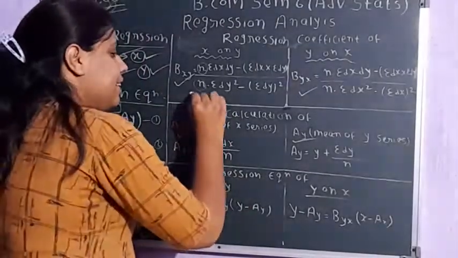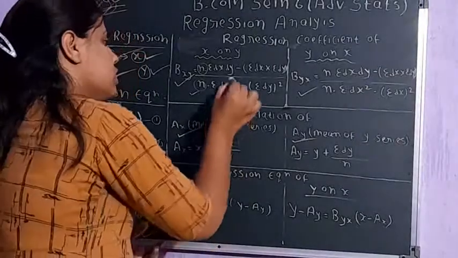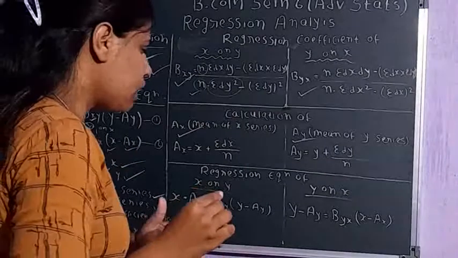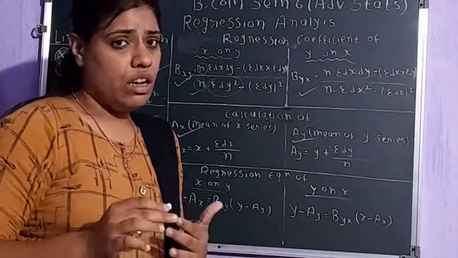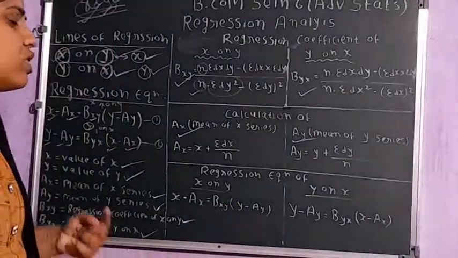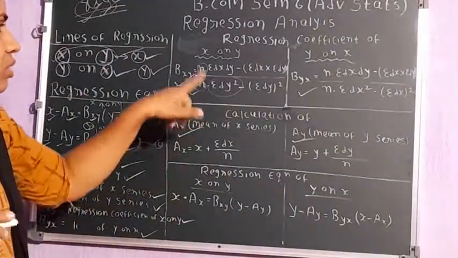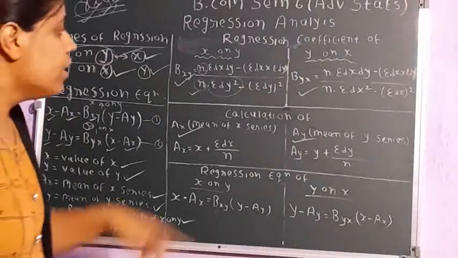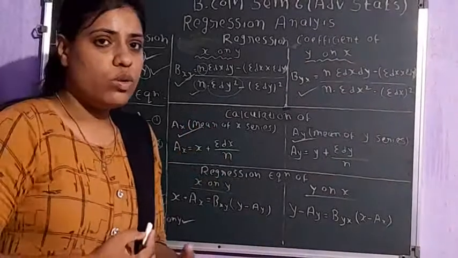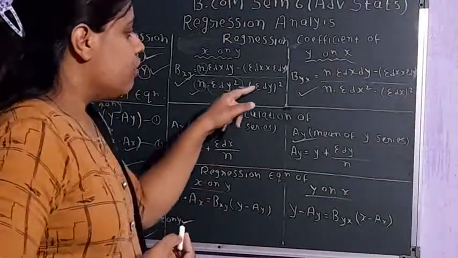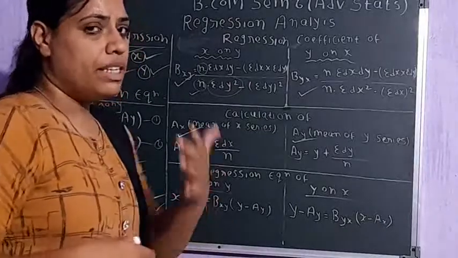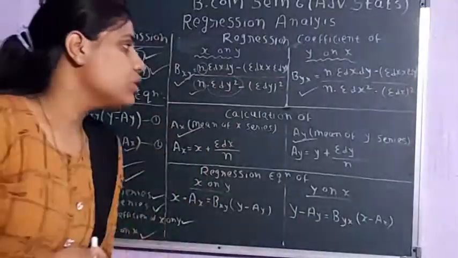Then again n number of observations, summation dy square. How do we get summation dy square? When we multiply dy two times, meaning we do dy into dy, we get summation dy square. Then summation dy whole square refers to taking the value of summation dy and multiplying it by itself. Okay, so we get the summation dy square.